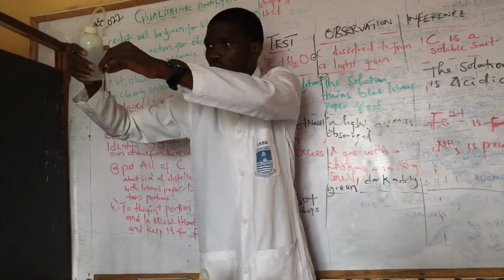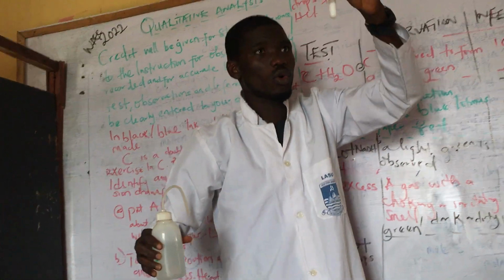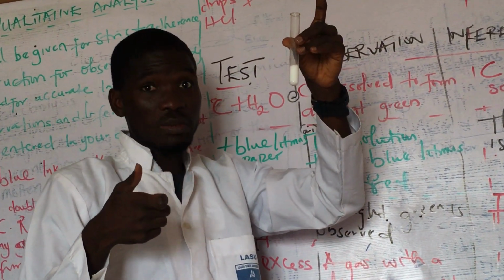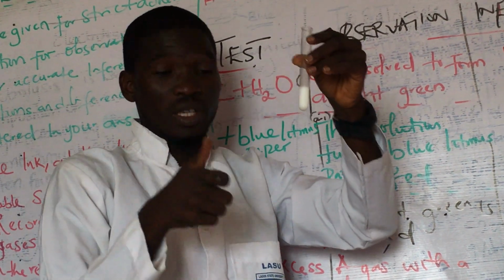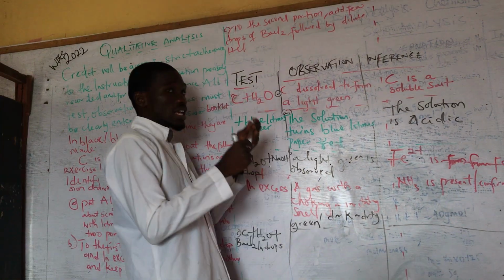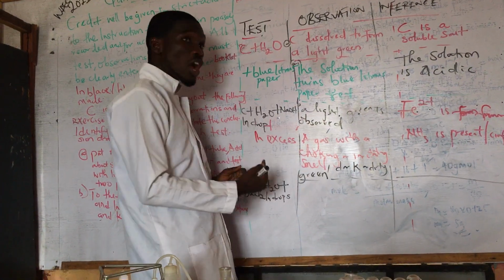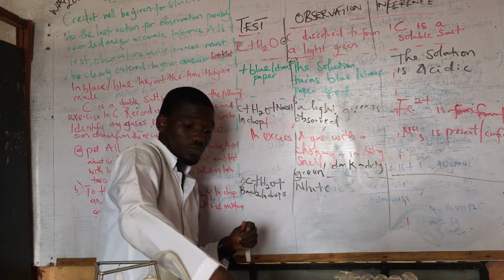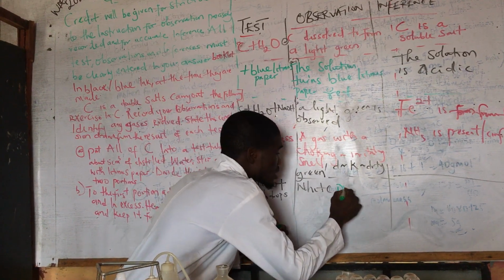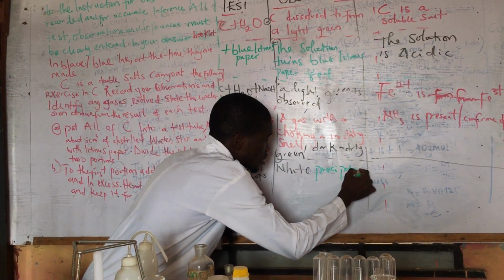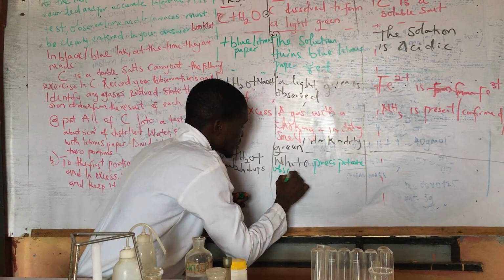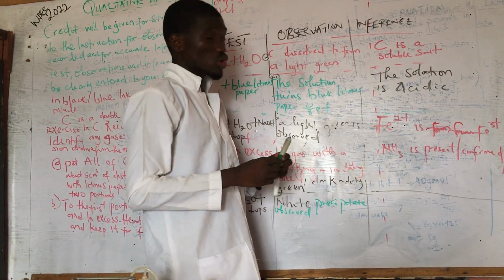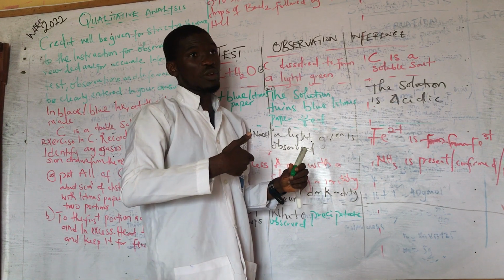So you can see. Wow. What do you observe here? We have a white precipitate. Are you with me now? You have a white precipitate. So if you are adding your sample C plus water plus barium chloride, you are having a white precipitate, observed. Well, okay, it doesn't have any smell here. So if you have a white precipitate, observe. Are you with me now?